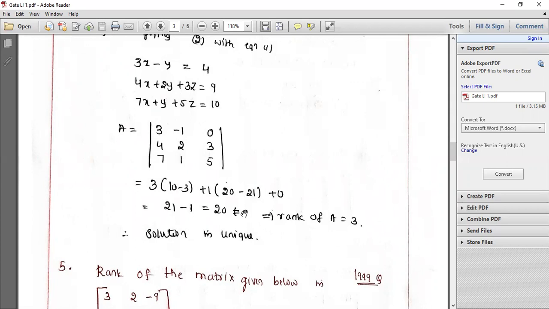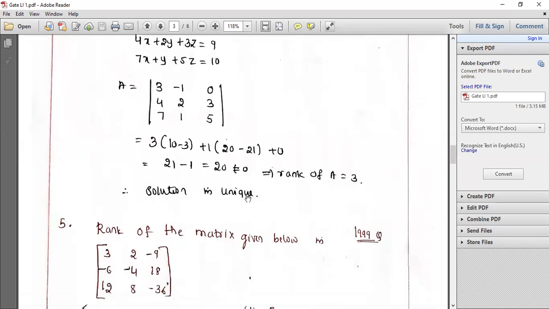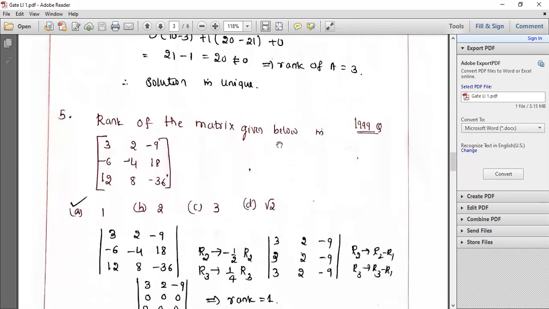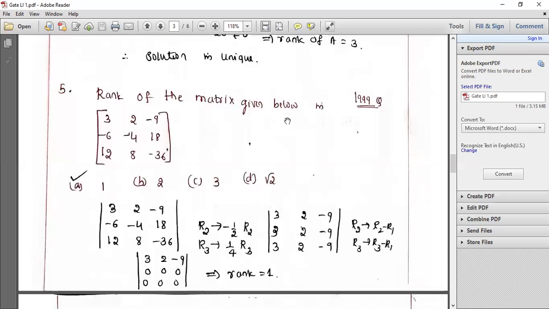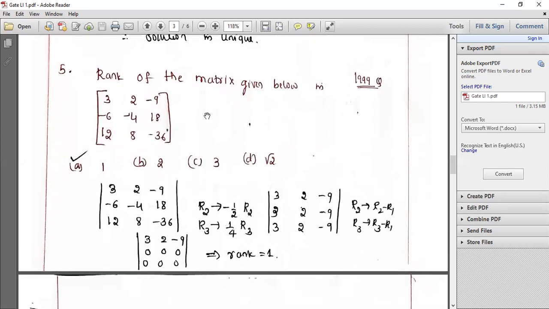Like this, you can use shortcuts which will help you solve the problems in much less time. Let me take the next example now. The rank of the matrix. This appeared in 1999. They are asking for the rank of the matrix given below. This is the matrix they have given, along with the options.